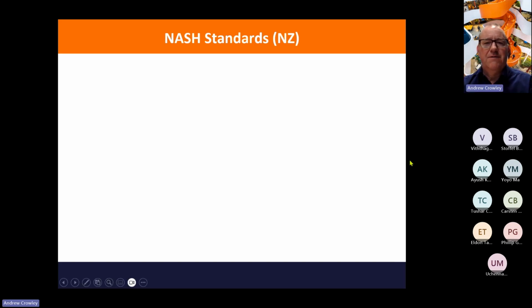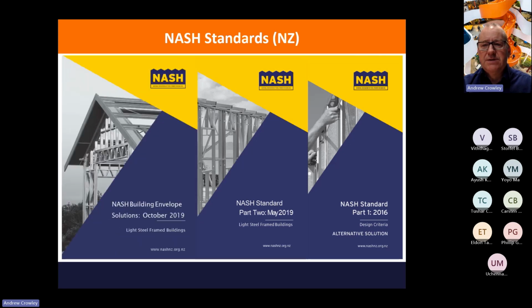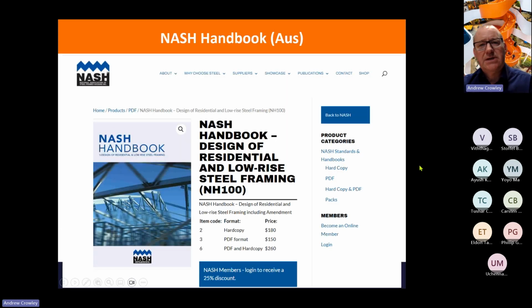A little reminder of some of the useful standards. So there's the NASH standards, which says the National Association of Steel Framed Housing. And this one's in New Zealand, and they publish a series of books. So the NASH standards parts 1 and 2, and there's also the NASH building envelope solutions. These are available from the NASH website for free, and they will email them to you if you ask them nicely. There's also a NASH in Australia, and they're not so nice because they charge you for their books, but this one's quite useful. It's a NASH handbook for residential and low-rise steel framing.